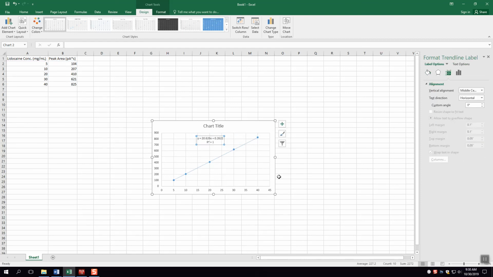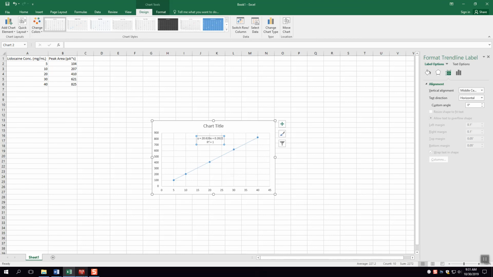Now, if I were doing this for a lab report, I would take the time to label the x and the y axis and give the chart a title. But because we're just doing this to solve a quiz question, we can now just use the most important information. First of all, the r squared is 1, which means that the data fits the curve. The curve fits the data perfectly. Okay? And we also found that y equals 20.626x plus 0.2622. So we found the equation of the line.